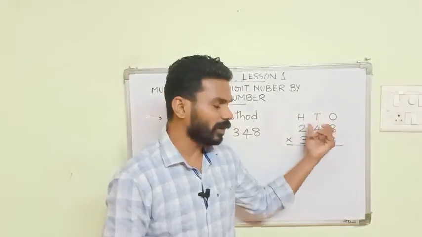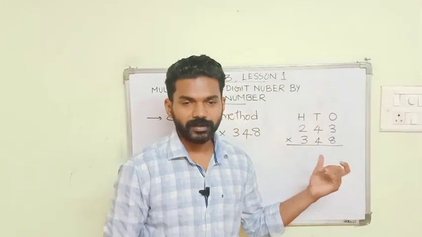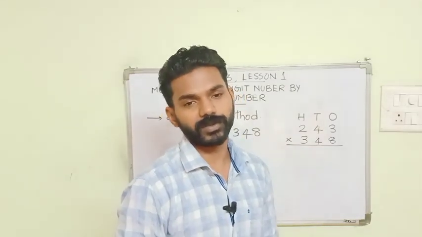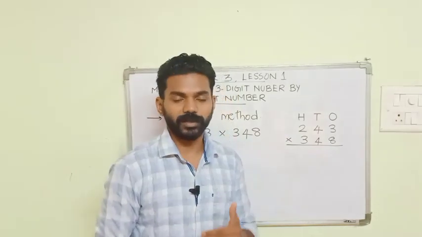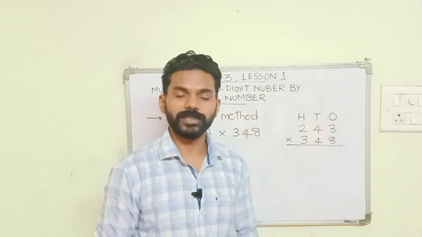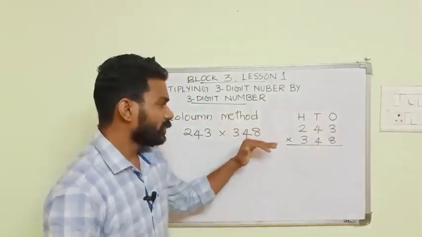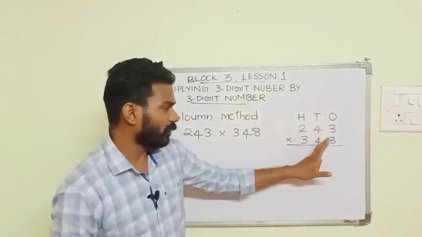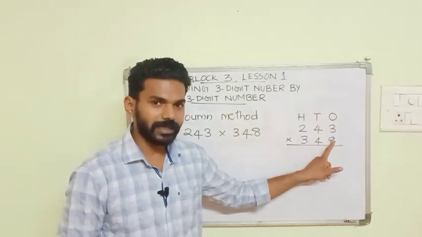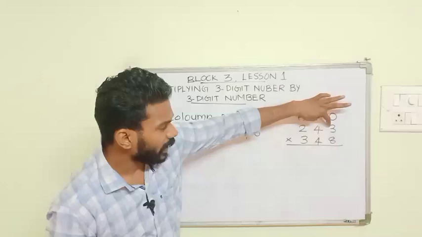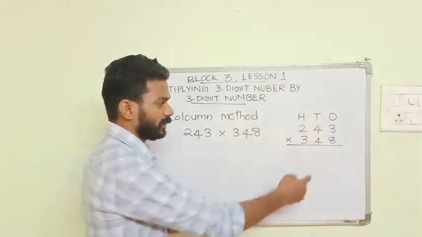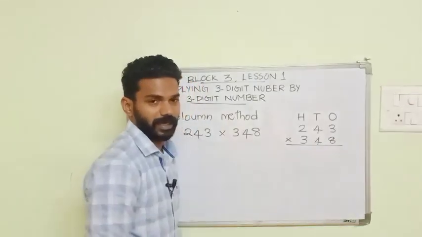And while we do multiplication, sometimes we need to do regrouping also. I will tell you where we want to do the regrouping. So the steps will be, first of all, we will multiply this digit at the ones place with every digit of the number on the top. So the digit at the ones place is 8.